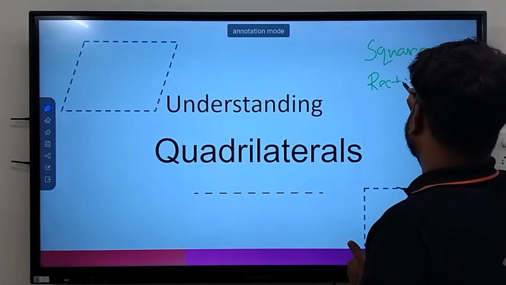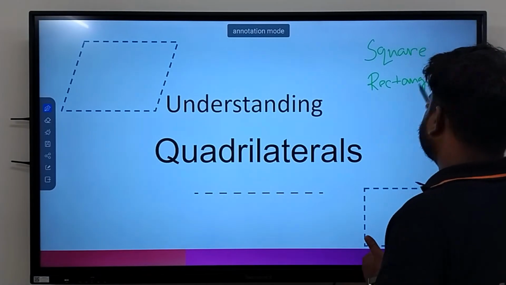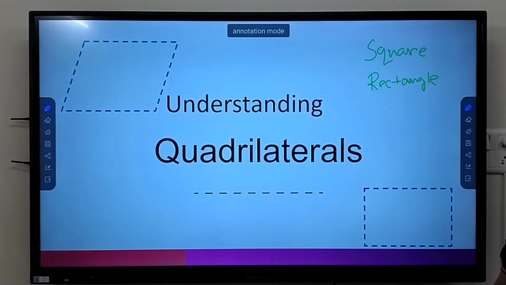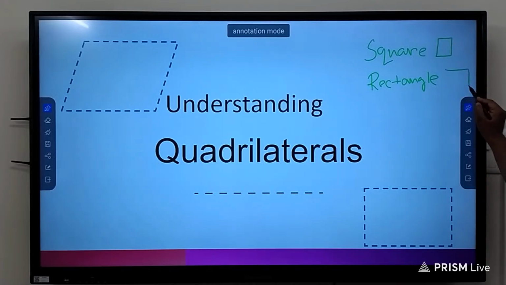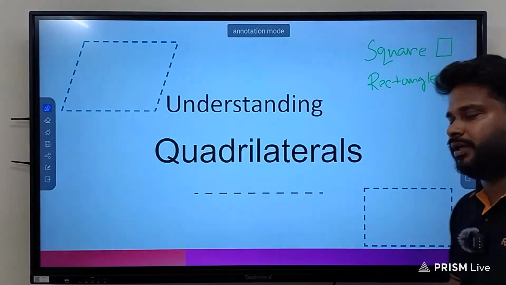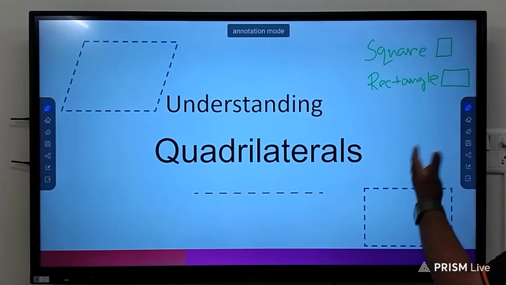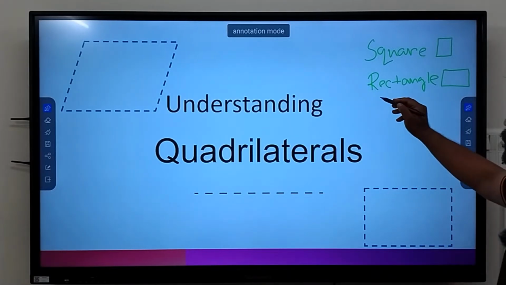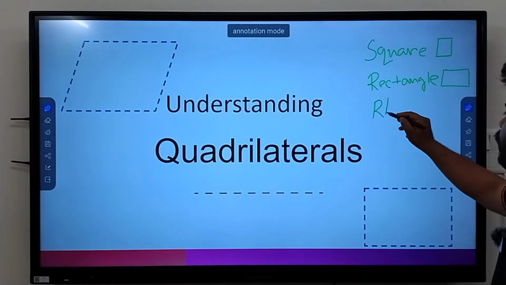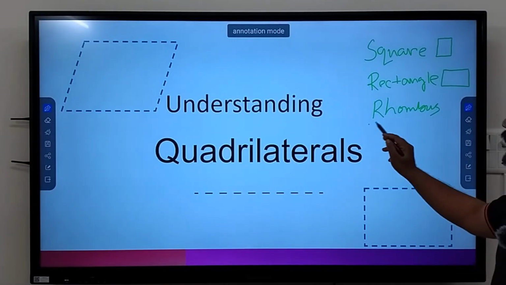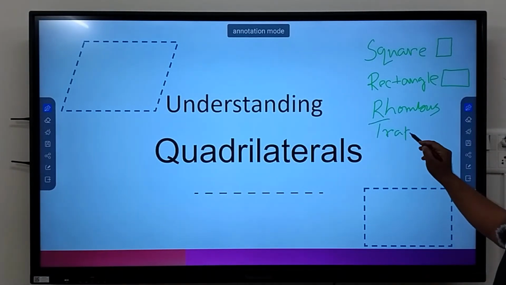rectangle. So these are the geometrical shapes which we started learning about since we were children, and after that we became a little older, so then we started learning about rhombus, and then comes trapezium.